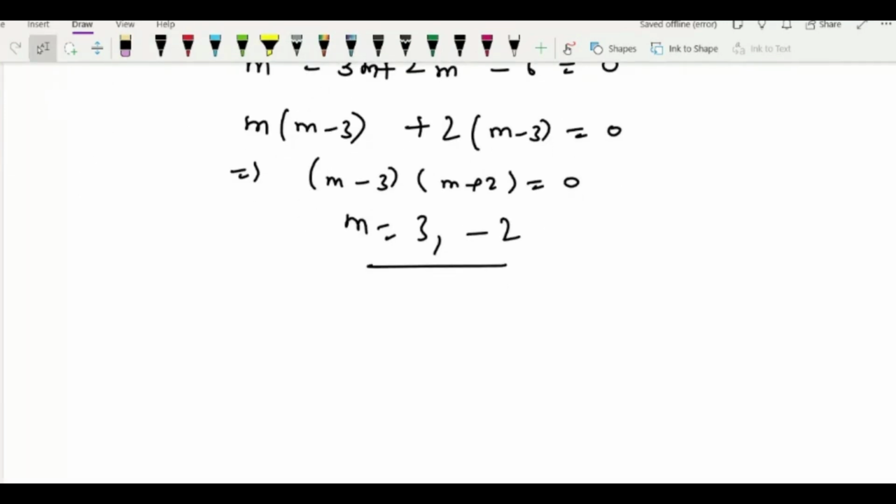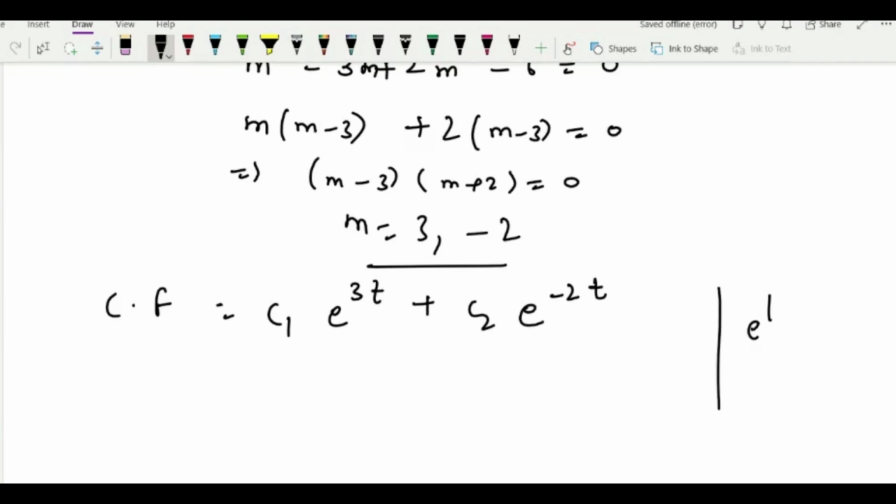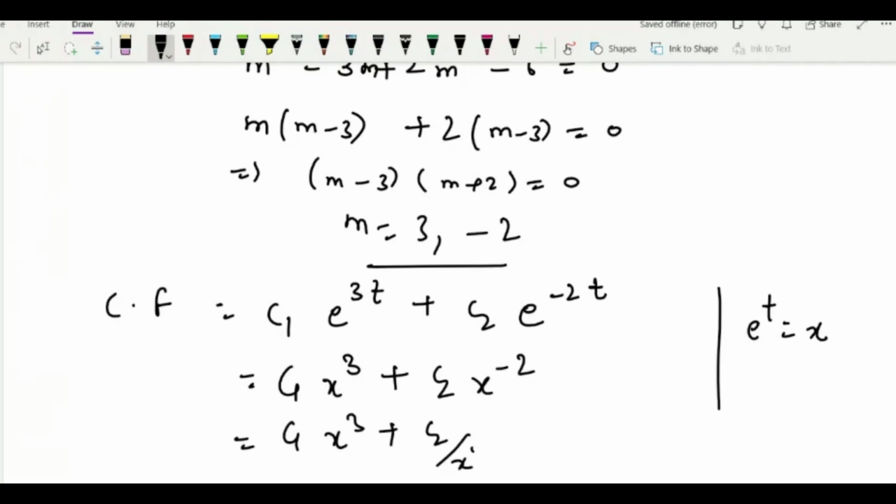So in this type, we can write our solution as C1 e raised to power 3t plus C2 e raised to power minus 2t. Substituting back e raised to power t as x, we get C1 x cube plus C2 x raised to power minus 2. Or we can write C1 x cube plus C2 upon x squared.